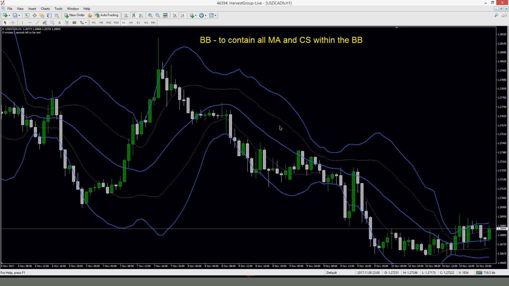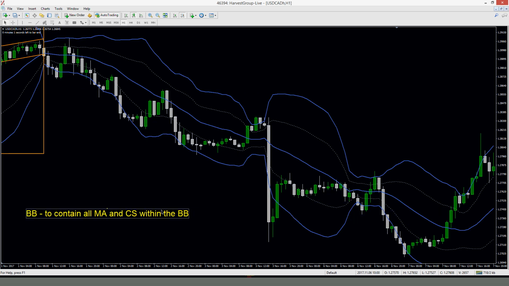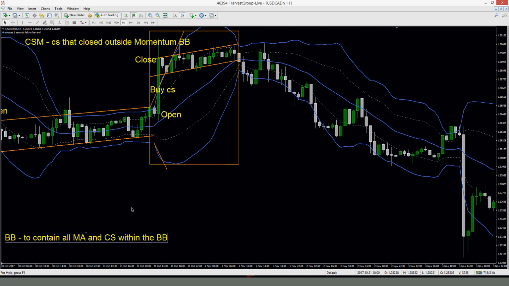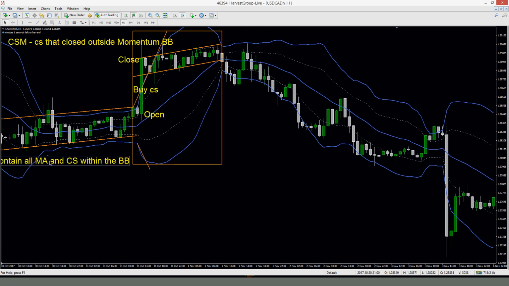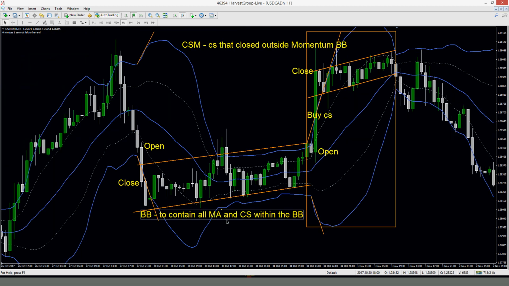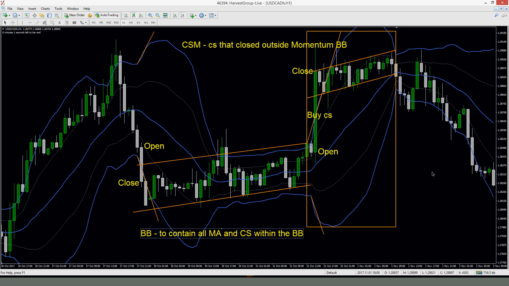we need to return back here to know that the Bollinger Band, its main function is to contain all moving averages within the BB. Okay, let me just put it over here. Okay, I just lost it. Okay, so now we have everything in place. So the main function of the Bollinger Band is to contain all moving averages and the candlestick within the BB.